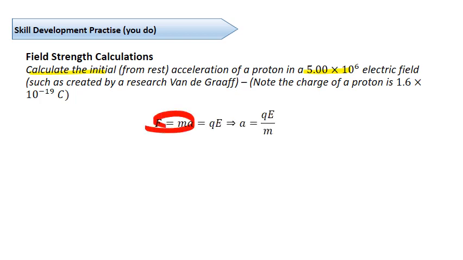We know that the force is equal to mass times acceleration, but force is also equal to QE. We did that rearranging before. Combining these two equations, you should get acceleration equals QE divided by m, where Q is our charge, E is our electric field strength, and m is the mass of our proton. Now you'll see that the mass isn't actually given anywhere in the question, and that's because you'll have to refer to your data book.